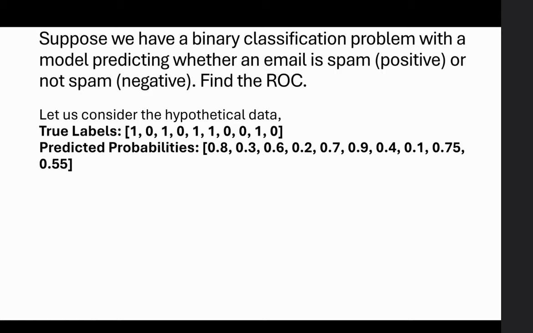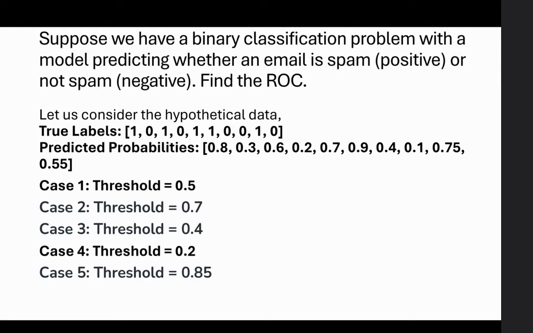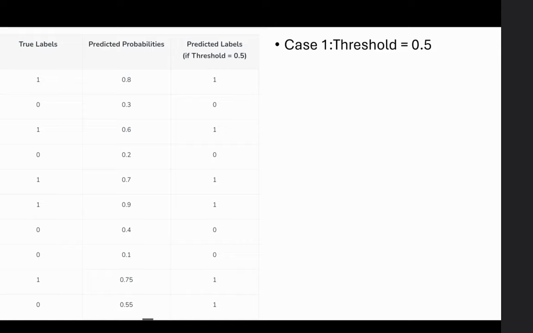Here we are going to take a threshold value to predict the new label. We are considering 5 different threshold values. The threshold values can be chosen randomly, and we use each threshold value to predict the new label. For case 1, the threshold value is 0.5. First, we list the true labels given in the problem, and then the predicted probabilities for the respective labels.